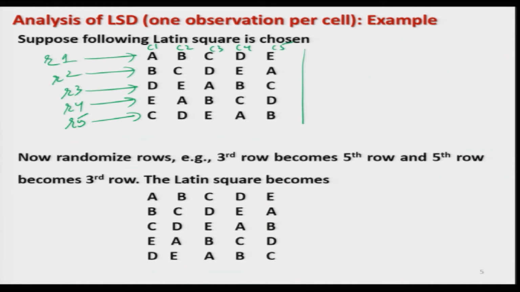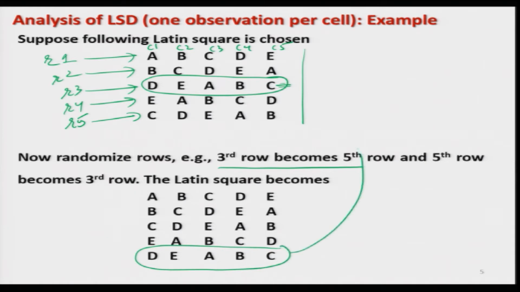For the sake of example, suppose I choose a random number from the random number table, and based on that I say the third row becomes the fifth row. What will happen here? This third row will now become the fifth row. You can see this is the third row, and now I rearrange and bring it to the fifth position. You can see this is the same thing, right.